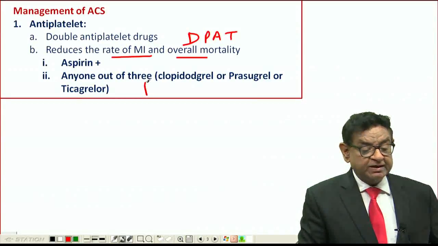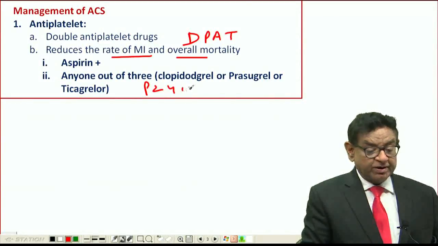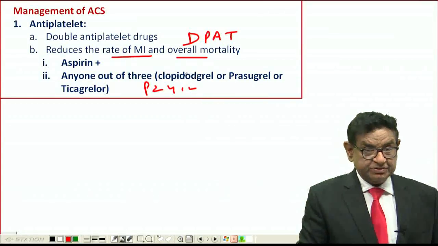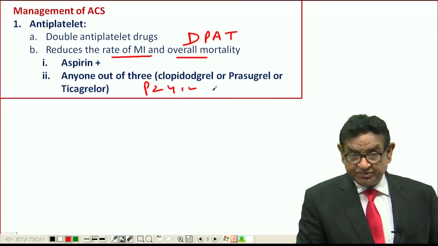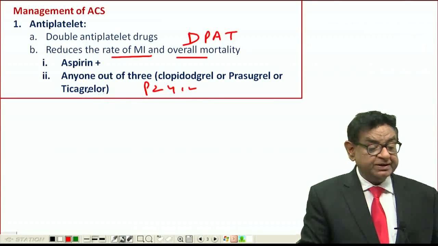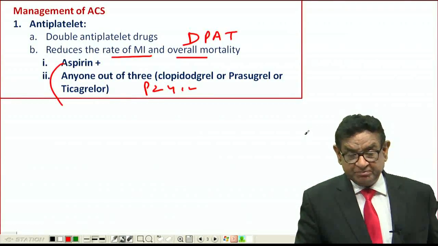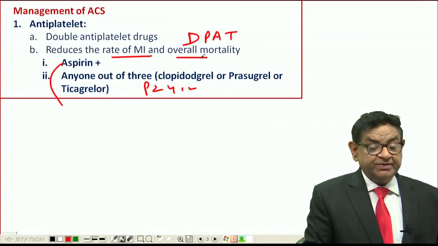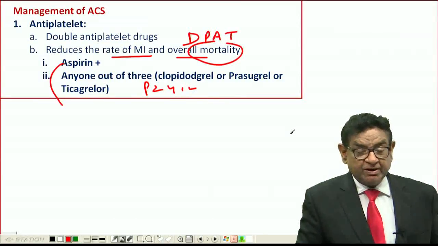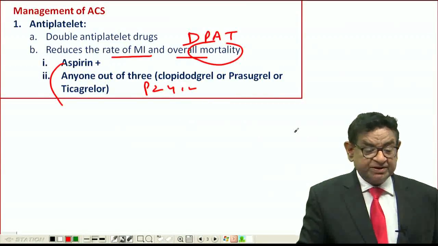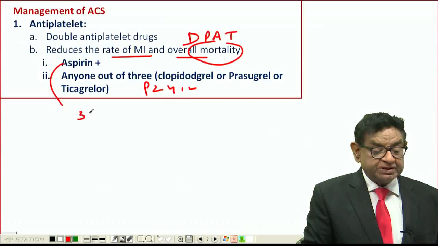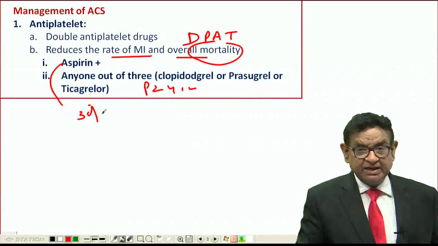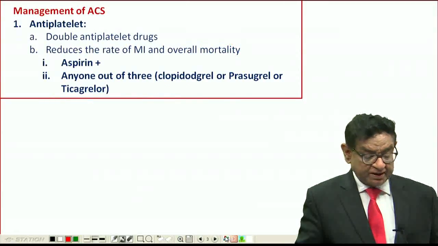They all three are P2Y12 receptor antagonists. We can use any one of them in combination with aspirin. Now regarding aspirin in particular, it has got a very huge mortality benefit, as I was telling you. If you use aspirin in early intervention, it reduces mortality by 30%. So that's why aspirin should be given as early as possible, soon after myocardial infarction.